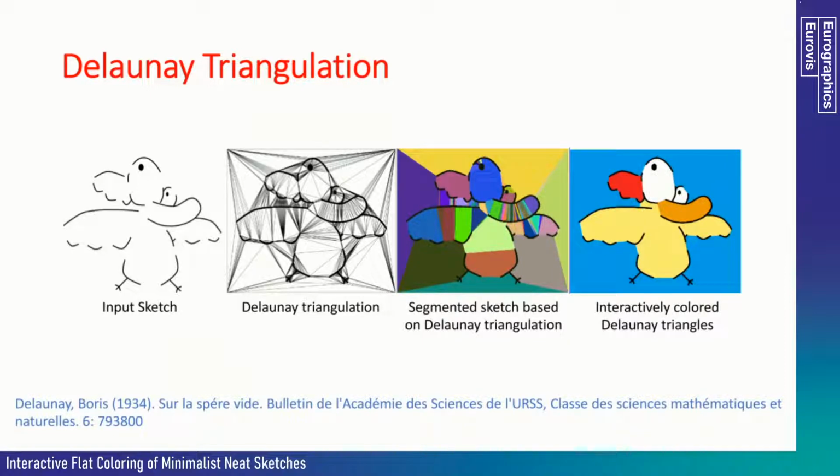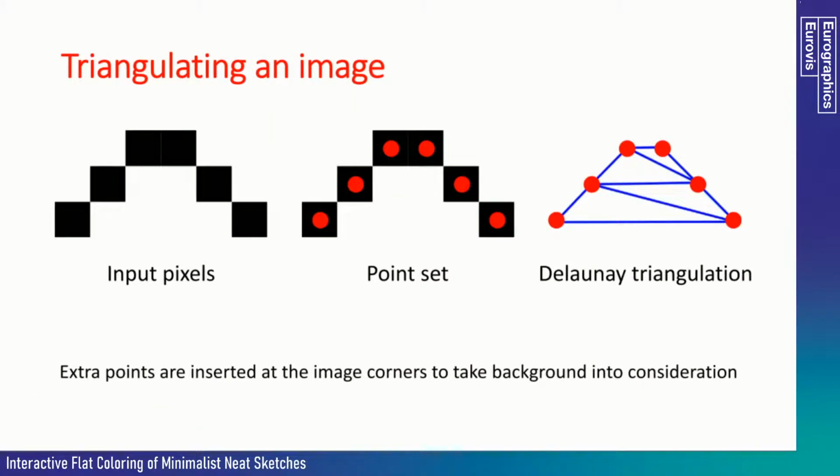As shown in the image, we make use of the underlying Delaunay structure to segment the sketch and interactively merge them to generate the expected output. Initially, we generate a set of points from the given sketch by placing points at each pixel position and is used to compute a Delaunay triangulation.